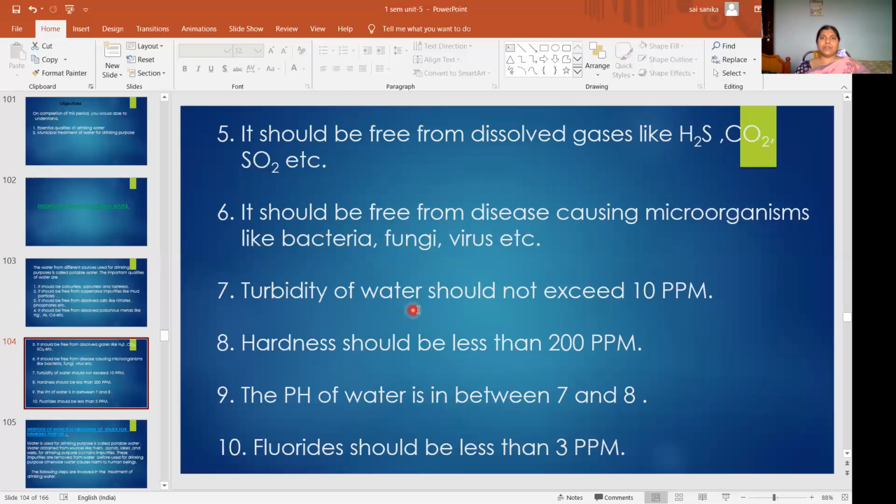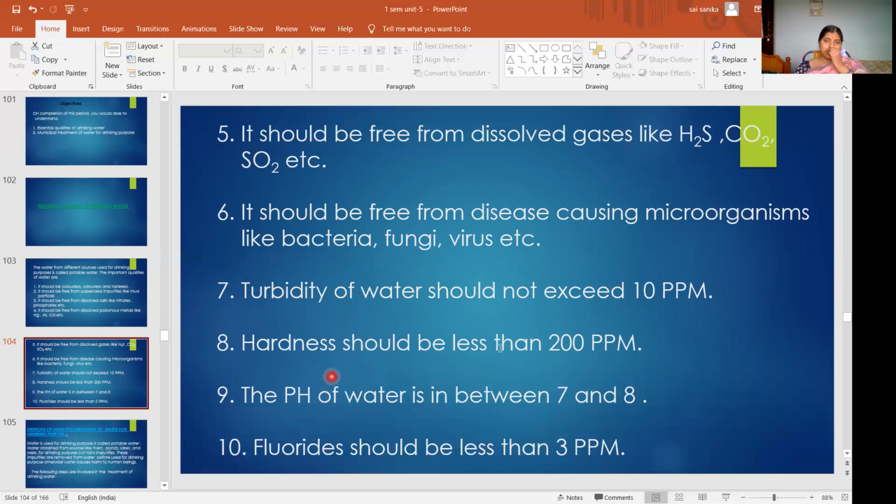Then turbidity of water should not exceed 10 ppm. Turbidity means mud particles. The turbidity of water should not exceed, means below this we can drink. Above this it exceeds. It is unfit for drinking.